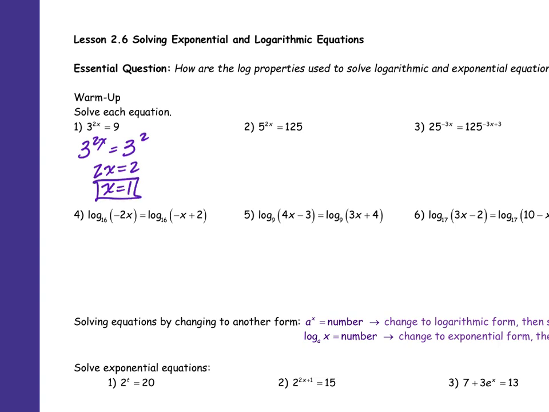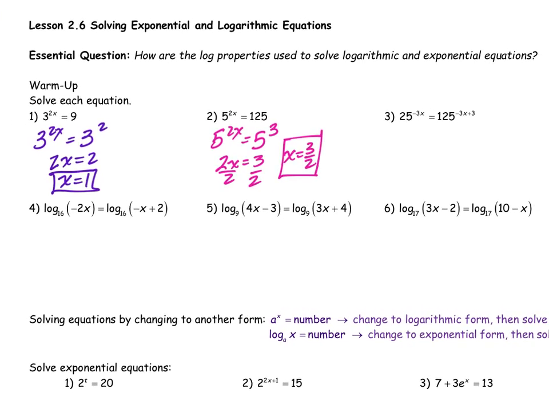Okay. Same thing for the next one. I'm going to rewrite 125 with a base of 5. So I get 5 to the 2x equals 5 to the third power. So in order for them to be equal, because they have the same base, the exponents have to be equal to each other. So 2x is going to equal 3 divided by 2. X is going to equal 3 halves.